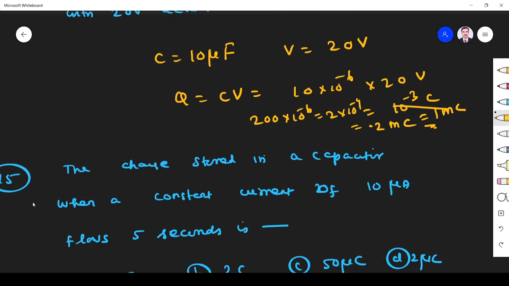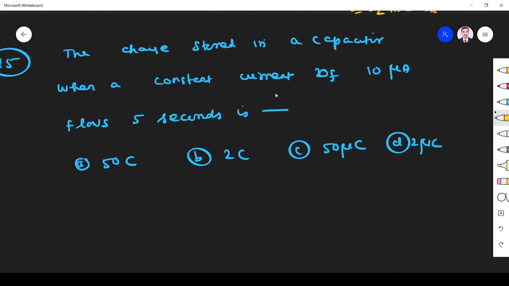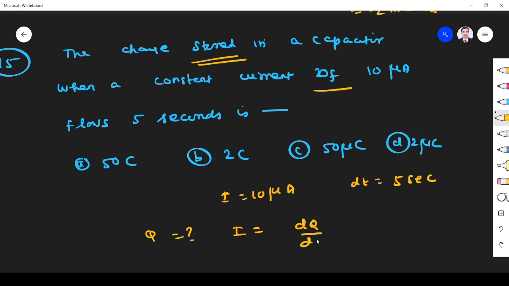Okay, fine. The next one, the charge stored in a capacitor when a constant current of 10 microampere flows in 5 seconds. I is equal to 10 microampere, dt is equal to 5 seconds. What is the question they are asking? The charge stored Q. We know I is equal to dq by dt. So Q is equal to I into dt. I is 10 microampere, dt is 5, so 50 microcoulomb. Ampere second is coulomb. So it is 50 microcoulomb.